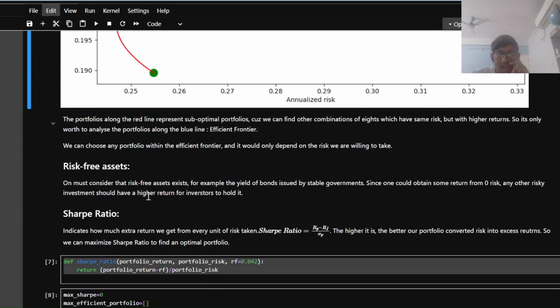So it's defined as RP minus RF over the risk of the portfolio. RP is just the return of the portfolio. RF is the return that you get from your risk-free assets. And the higher your Sharpe ratio is, the better your portfolio is, the better it's able to convert the risk into excess returns. And so we want to maximize this equation over here and find the optimal portfolio.